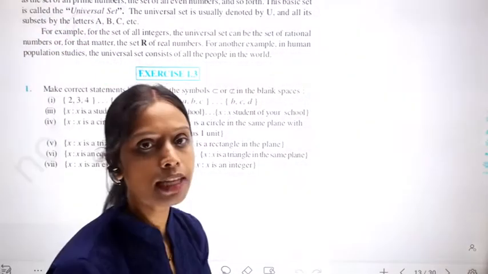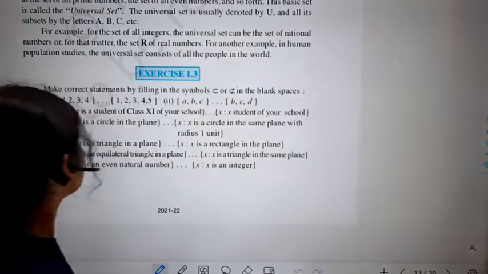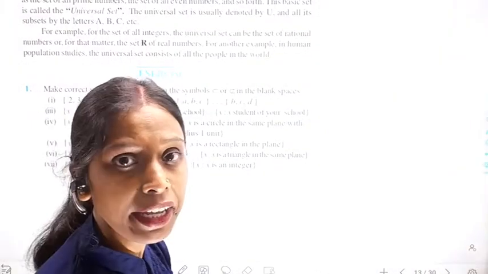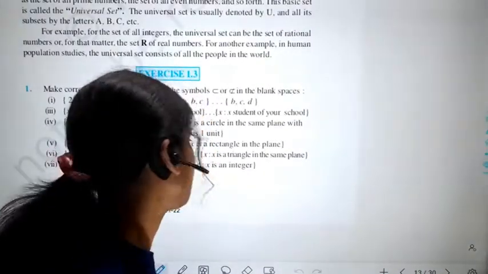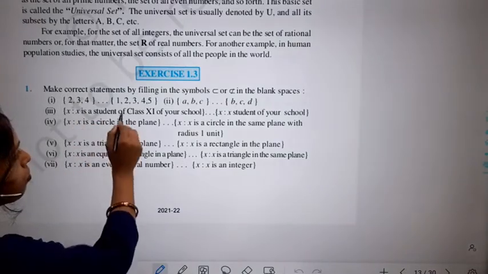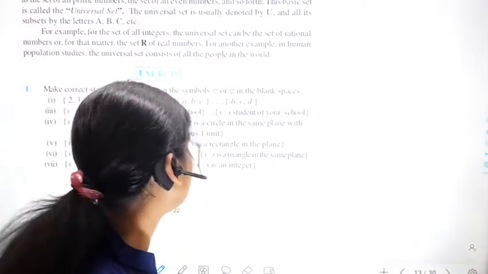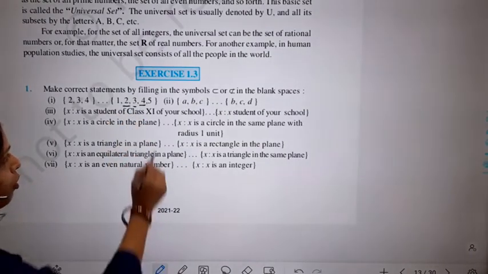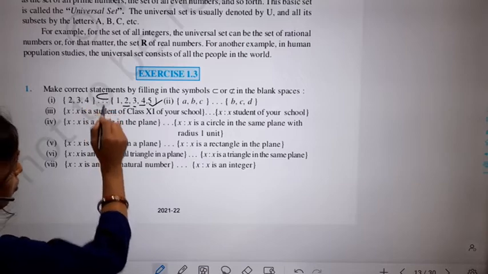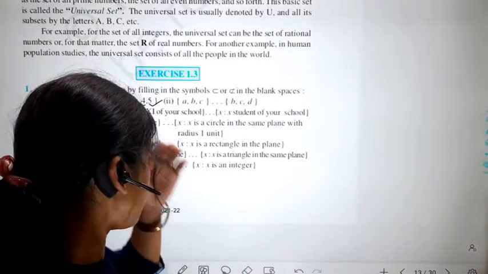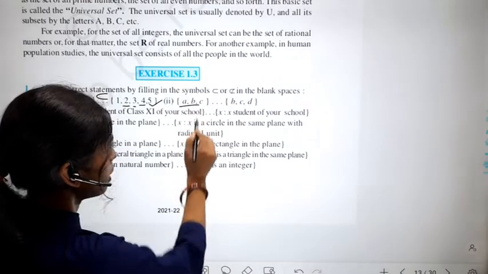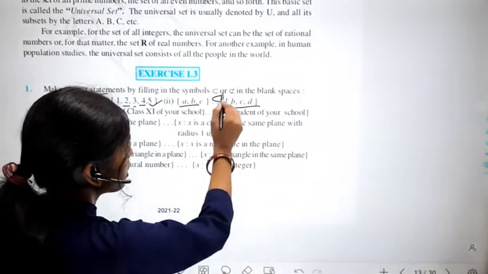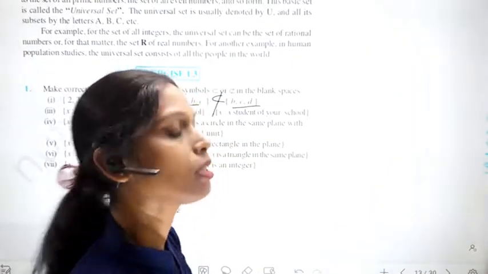This is exercise number 1.3. In this exercise, the first one is 2, 3, 4. You have to consider which one is a subset and which one is not. 2, 3, 4 will be a subset here, yes. Why? Because 2, 3, 4 is also an element of this set. That's why we will put this symbol here. Whereas ABC is not an element of this set, that's why we will consider this symbol here.